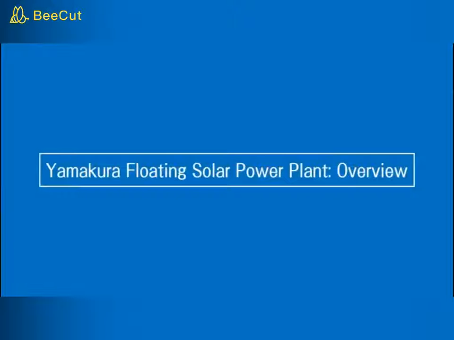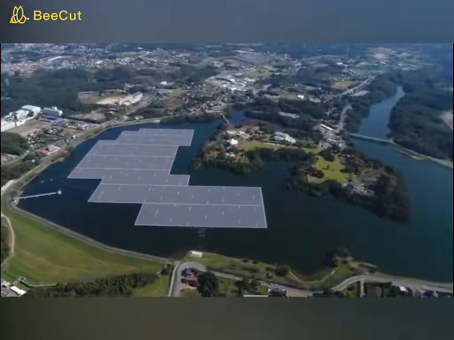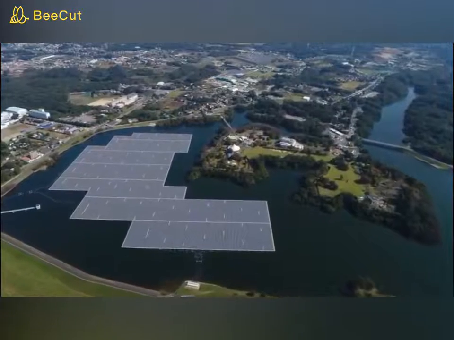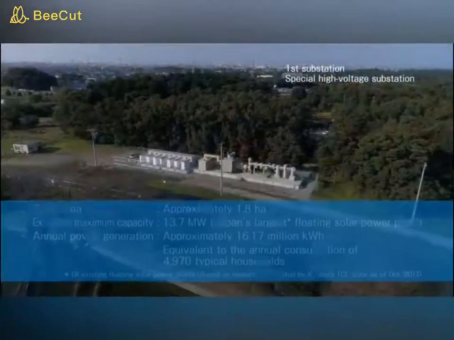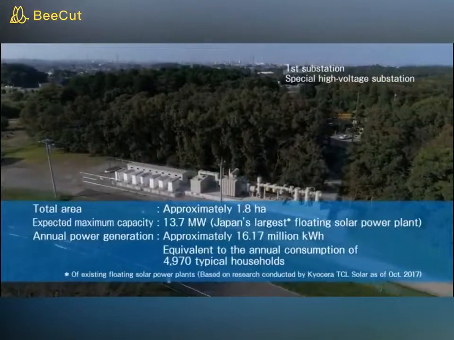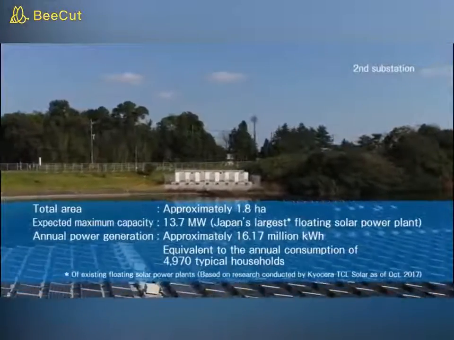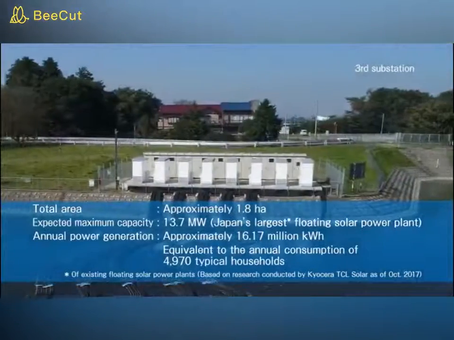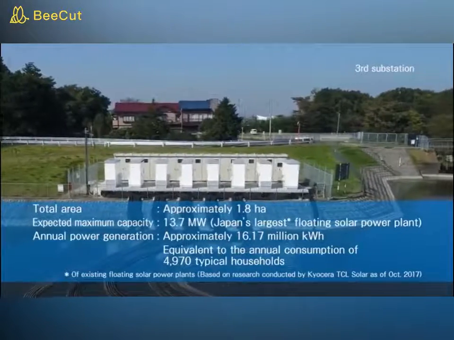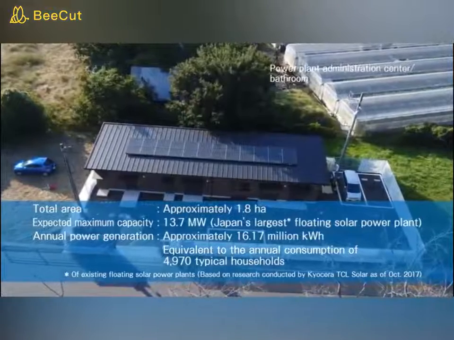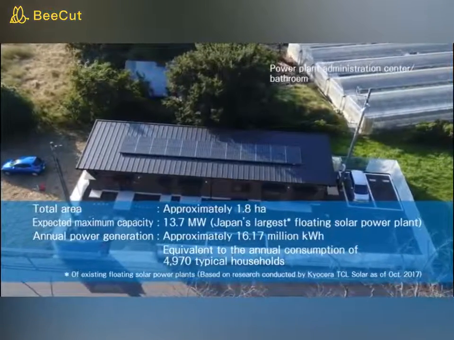Now, let's take a look at the Chiba Yamacura floating solar power plant. This is an aerial photo of the Chiba Yamacura floating solar power plant. It communicates the enormous scale of the plant. The solar module's total area is approximately 1.8 hectares, and it has an expected maximum capacity of 13.7 megawatts, making it Japan's largest floating solar power plant. The plant is expected to generate approximately 16.17 million kilowatt-hours annually, which is equivalent to the annual consumption of 4,970 typical households.